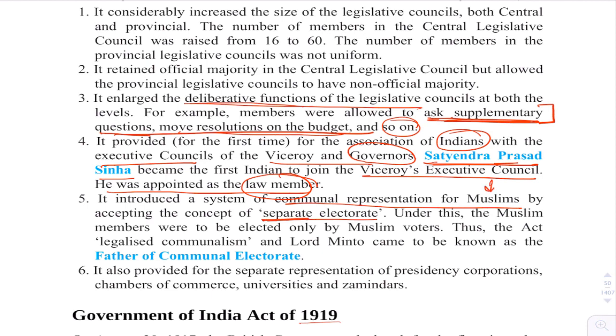And separate electorate मतलब वहाँ पे voters और फिर वो आपका election हो रहा है वहाँ पे. But here what they are telling is that if there are Muslim members, they were to be elected only by the Muslim voters. Thus the act legalized communalism. जब आप finally इस चीज को publicly allow कर ही रहे हैं that there has to be only the members from one particular community to elect the members of that community, of course you are legalizing communalism. And Lord Minto came to be known as the father of communal electorate.